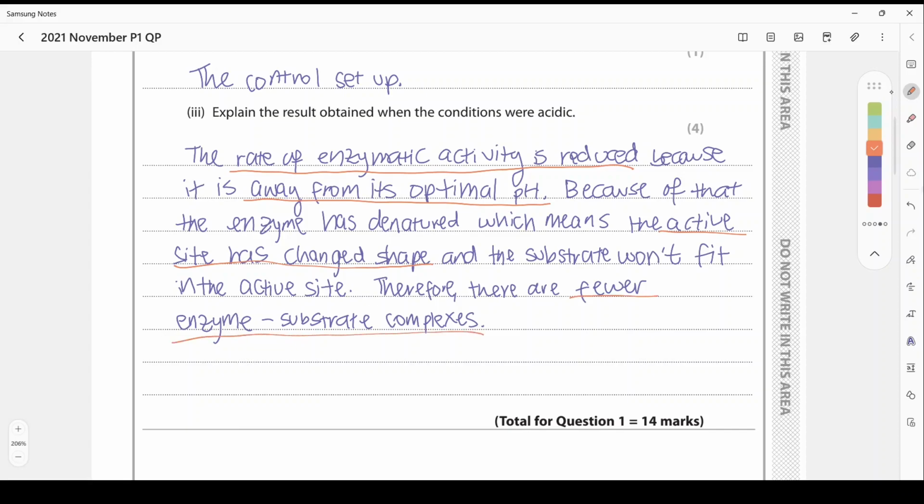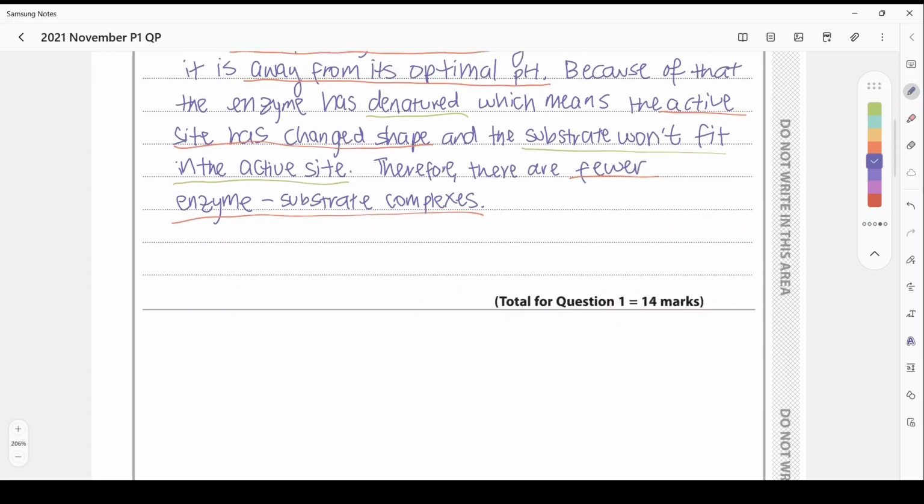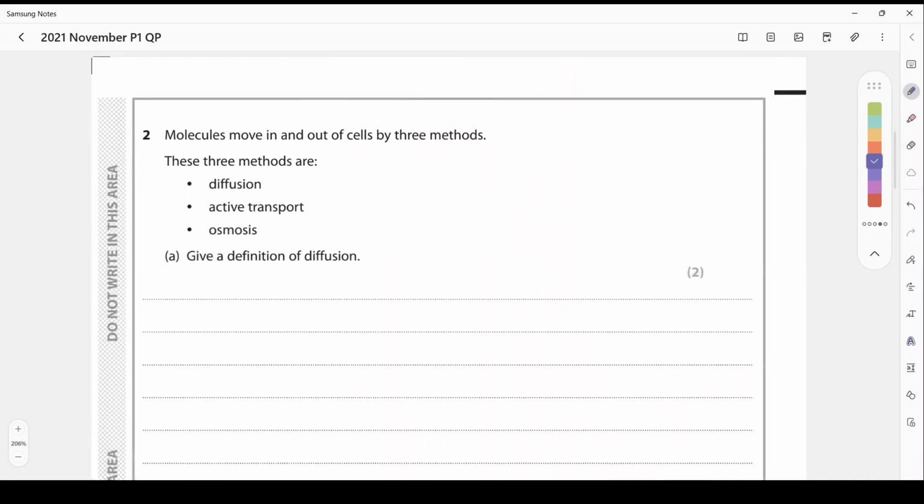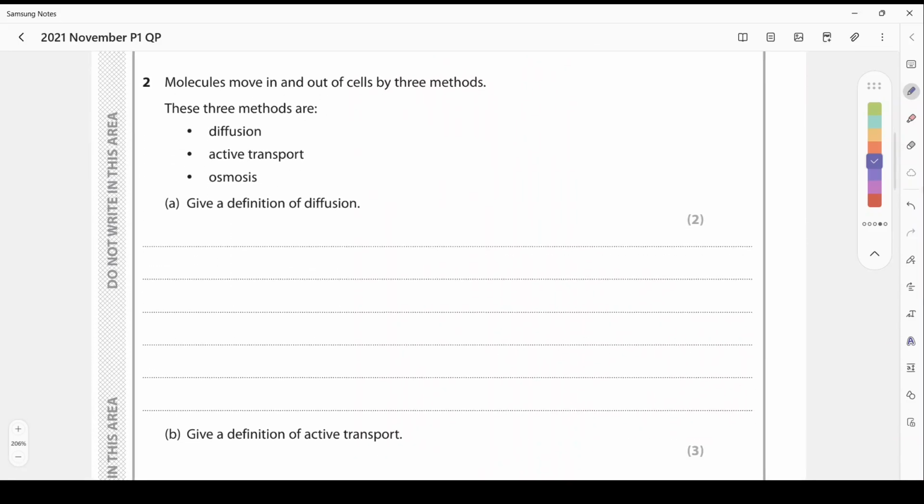So some extra points that I've added here is the term denatured. Using the term, I think it's good practice to include the word denature whenever you're answering enzyme questions. And also substrate won't fit into the active site, because this is also another mark that might be included in other questions. Okay, let's move on to question 2.